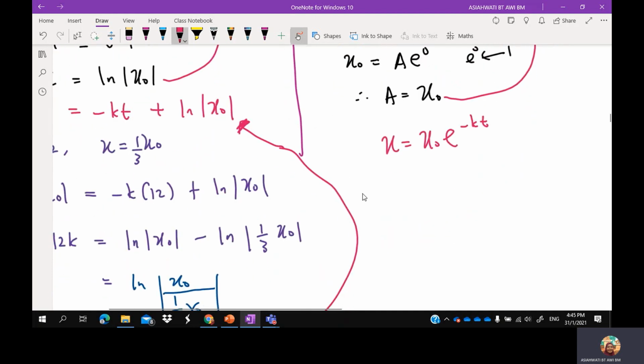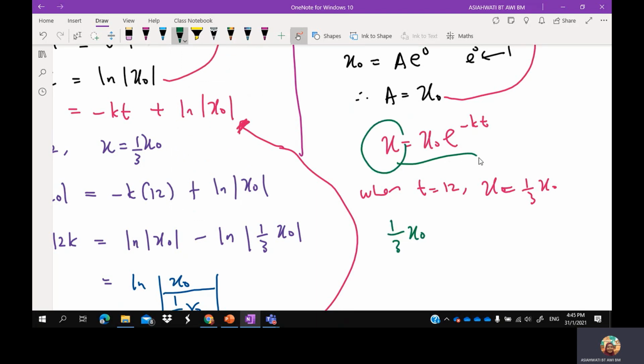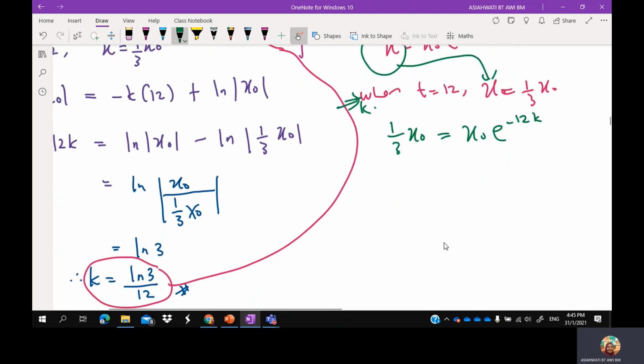The second info: when t is equal to 12, x is equal to 1 over 3 x naught. Substitute 1 over 3 x naught for x, which is equal to x naught e power negative 12k. Our aim is to find k. The second info is to find k, and the first info is to find a. Then substitute and simplify.